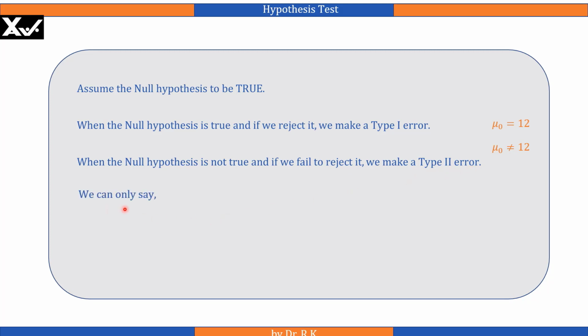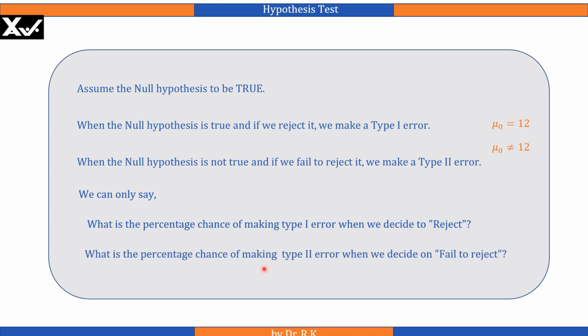So we can't say that type 1 error is 50% or 52% and like that. We can only say what is the percentage chance of making type 1 error when we decide to reject, and what is the percentage chance of making type 2 error when we decide on fail to reject. Therefore, type 1 error comes only when we reject. Type 2 error comes only when we fail to reject.